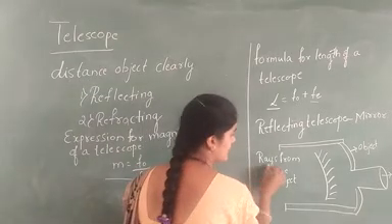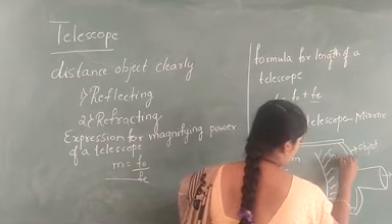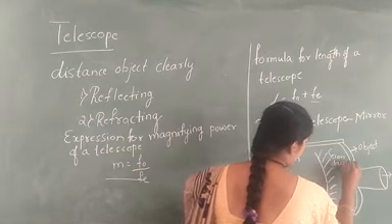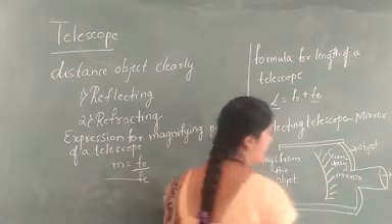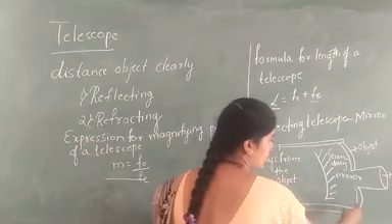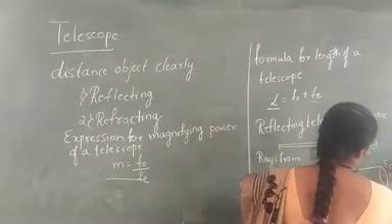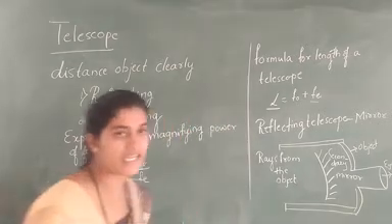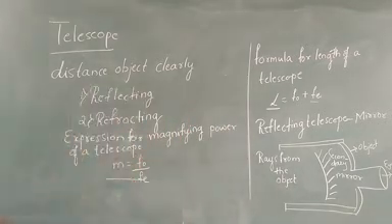Now here we are considering the rays from the object. This is your secondary mirror. How the rays are coming. And here we have kept the object and this is your eyepiece. This is just the diagram for the refracting telescope in the case of the mirror.